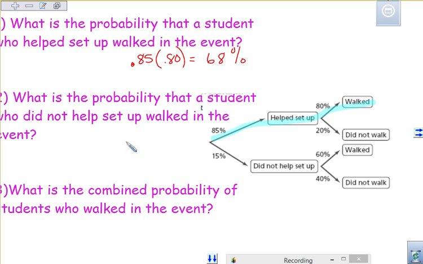Number 2, what is the probability that a student who did not help set up walked in the event? This is going to be someone on the yellow path. So they didn't help set up, and they walked. So this gives us 9%.